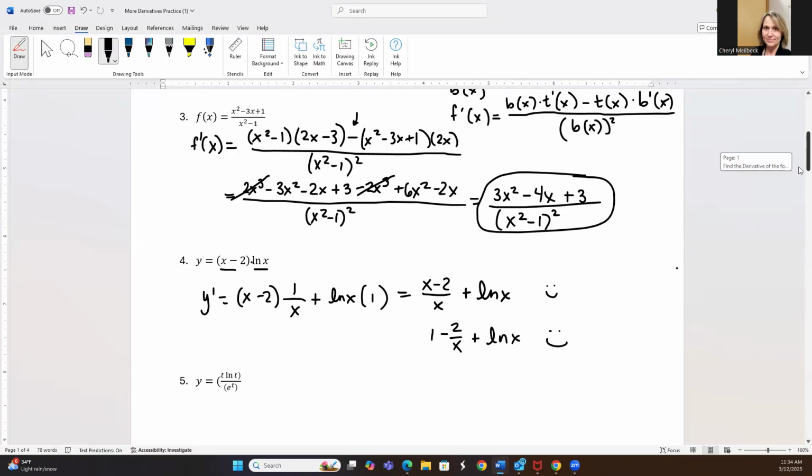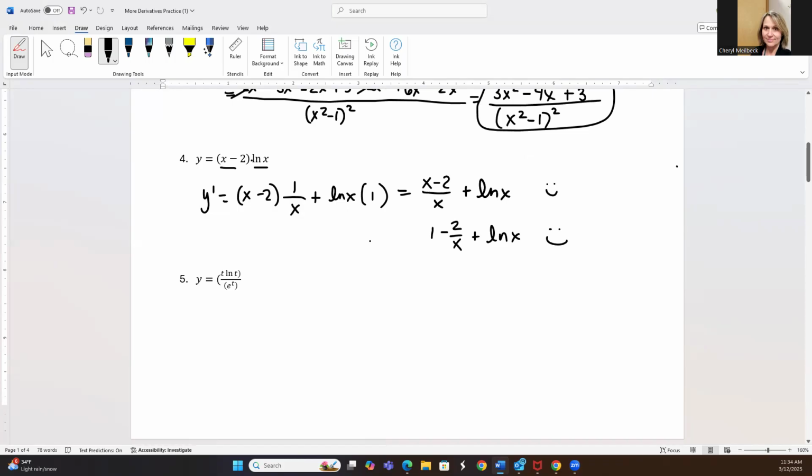Let's go on to problem number 5. In problem number 5, once again, we have a quotient. So we'll have to remember our quotient rule. Go ahead, pause the video and give this a try, and then we'll look at it together. When you take the derivative of a quotient, we take the denominator times the derivative of the numerator.